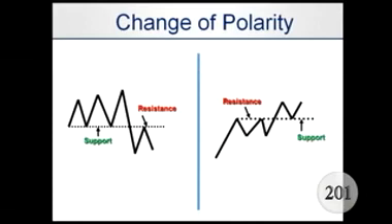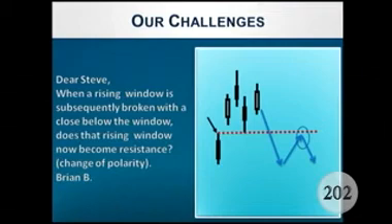So with that, let's get back to Brian's question. Okay, when a rising window is substantially broken with a close below the window, now remember, a window is only broken when the market closes below it. So when the market closes below the rising window, let's say it does it here, does that rising window, because what Brian's saying is a window is support, right? And change of polarity, old support becomes resistance. So what he's asking is, if the window is broken, does that support area then become resistance? Okay, and the answer is, it depends.